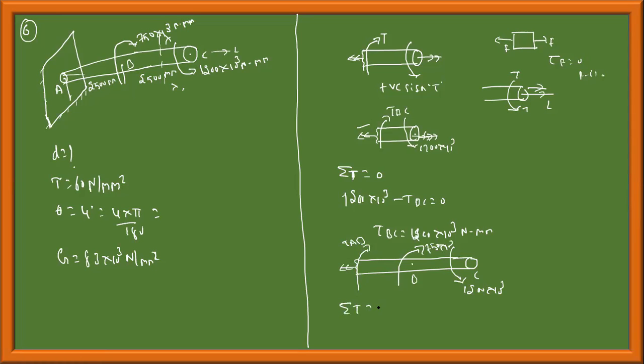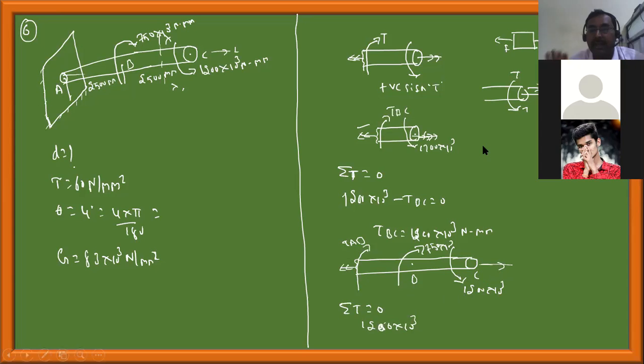Summation of torque is equal to 0. TBC, if I take 1200, it is positive, acting away from the cross section. Always I should take along the length direction. If along the length direction the torque is counterclockwise, it's positive. 1200 into 10 power 3. When you take 750 into 10 power 3, this torque is acting like this, not like that. Hence, it is a negative torque, minus 750 into 10 power 3. This torque AB is also acting in the negative direction, minus TAB.